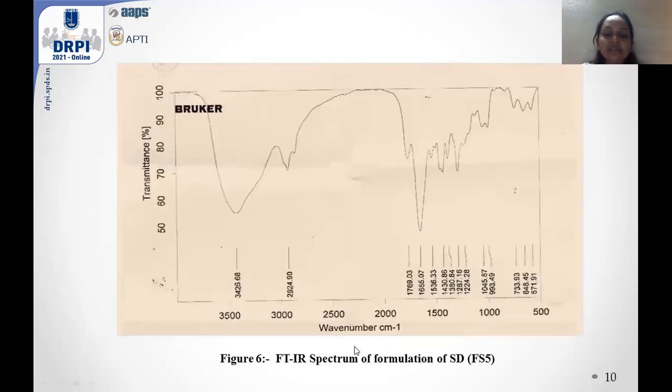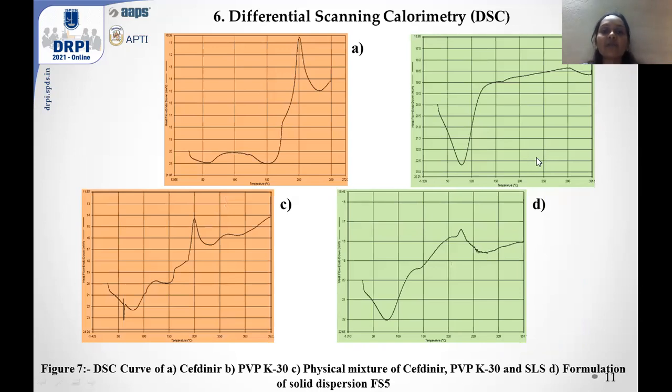And this is the FTIR spectrum of the formulation, that is SD FS5. I will tell later why we have taken the FS5 formulation. And here also you can easily identify the peak at 1655, which is basically for the C=O stretching. Then we have performed the differential scanning calorimetry for the thermal behavior of our formulation, as well as the drug and polymer and their physical mixture.